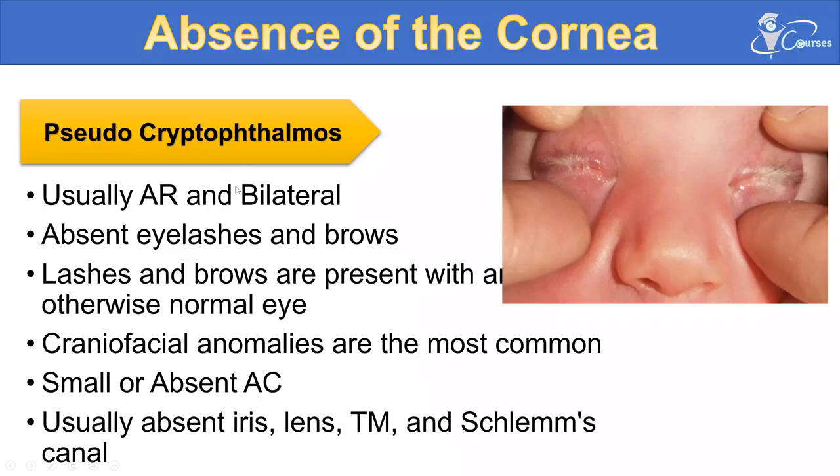Sometimes it is referred to as total ankyloblepharon. There is total adhesion of both eyelids. So the cornea also is present and the eye is otherwise normal, and also the craniofacial anomalies are common.